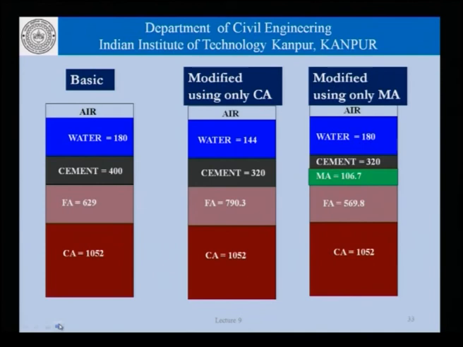Another option that we considered was using only the mineral admixture. There we let the water demand be at the same level of 180, we just replaced the excess cement that we had with the mineral admixture, and everything else remains the same. Now, what do we notice when we bring these options together?